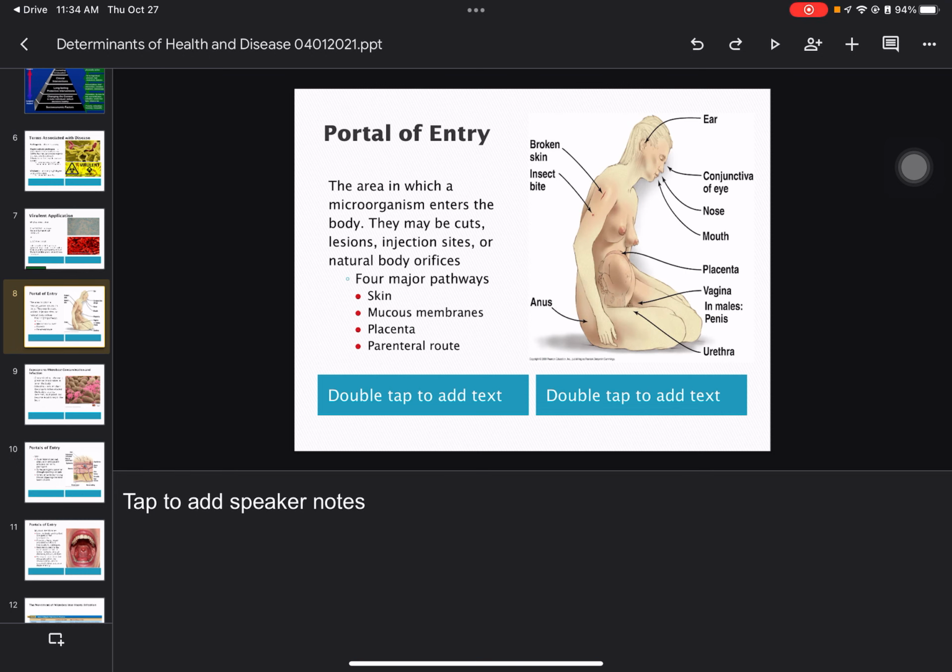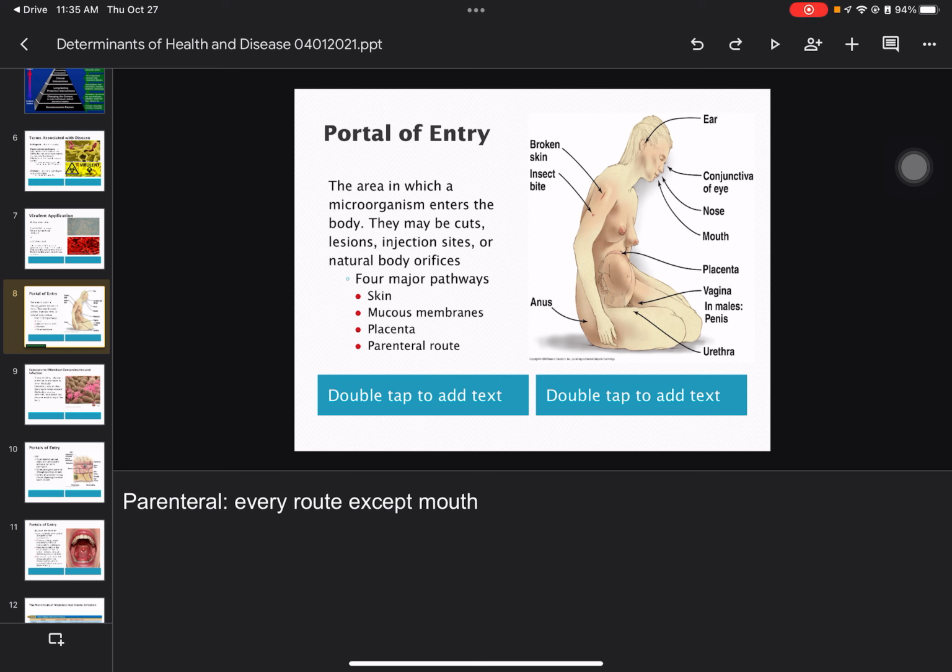Portals of entry. We are interested in how these organisms can get into the body. So you can see here are some pathways: the skin, the mucous membranes, through the placenta, or through the parenteral route. Now, parenteral drugs enter the body any way but through the mouth. When we talk about how organisms get into the body, we have a different way of talking about parenteral, because the mucous membranes and skin are really already covered. But really, when we talk about parenteral routes, it's any way but the mouth, right?